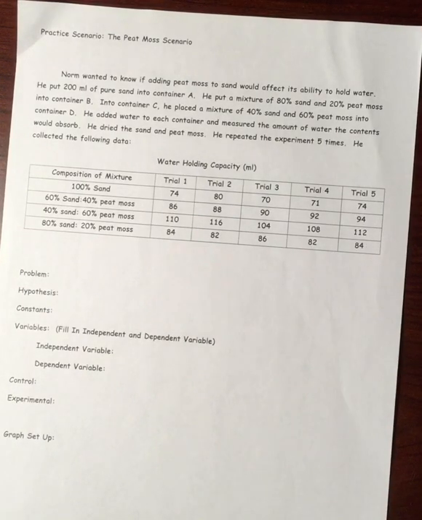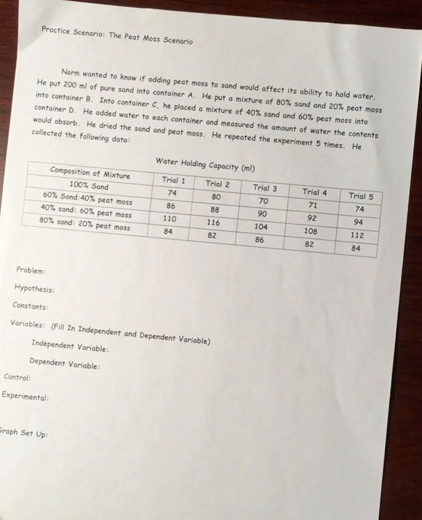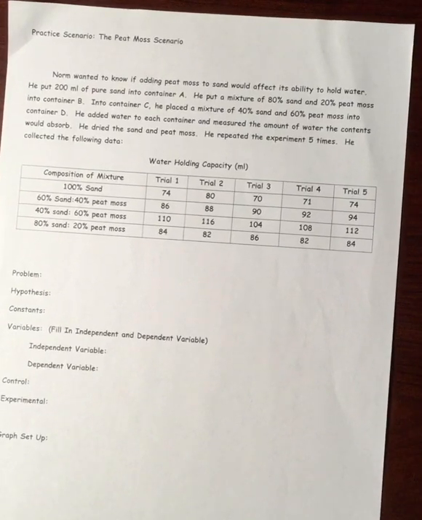If you guys don't know what peat moss is, it's almost like a mulchy-like material, and it gets added to soil to help maintain the moisture within soil. So if you're planting trees or plants, and it's more of a porous soil, you want to add peat moss to it so that it keeps the soil a little bit more moist for the plants to grow in. So in your little scenario, Norm wanted to know if adding peat moss to sand would affect the ability to hold water.